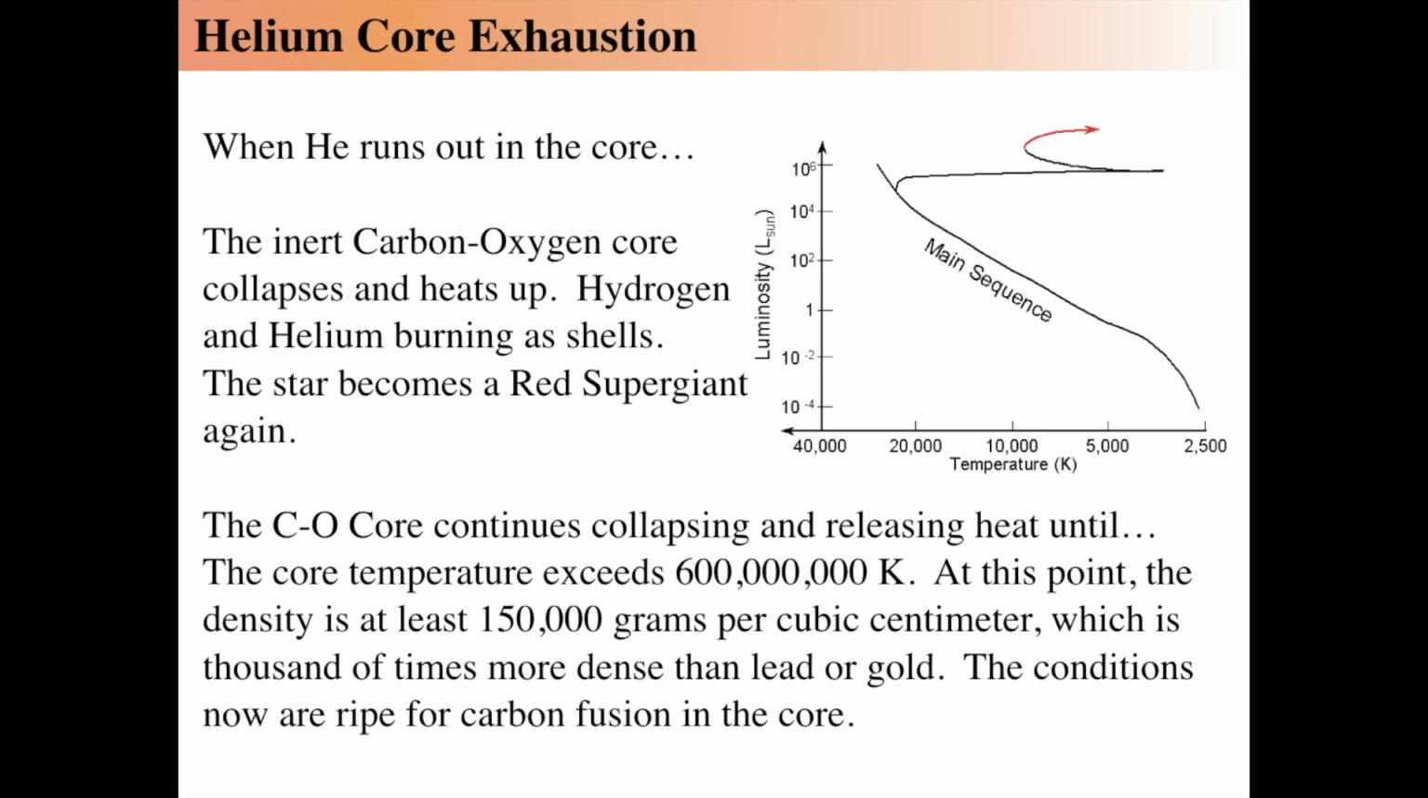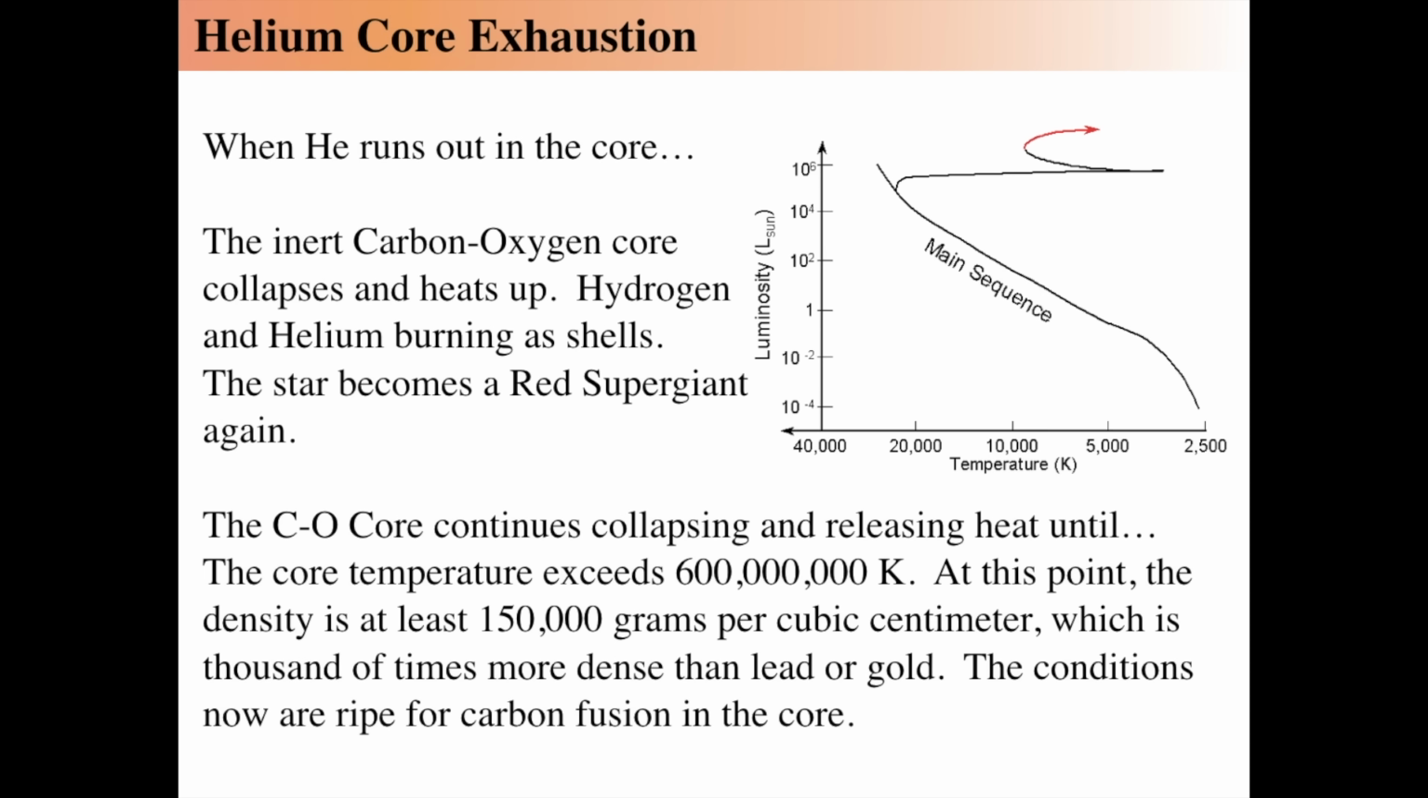So therefore the temperature has to rise. A rising temperature means that the particles are moving faster, and they have to move faster because they have to go farther in order to find something to make the fusion. So that's kind of what's happening. Eventually the carbon-oxygen core continues to collapse. It gets smaller and smaller, and that releases more heat by gravitational collapse, because as you collapse a gas, it releases heat, and eventually the core temperature exceeds 600 million Kelvin, and the density is insanely large.